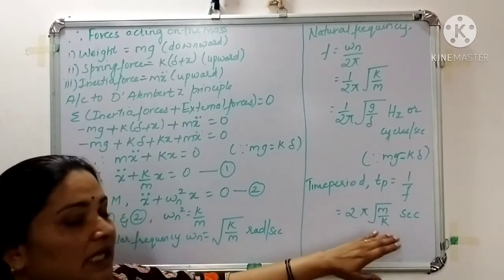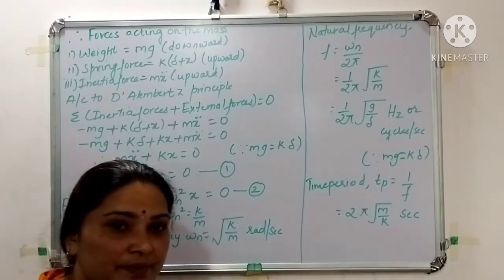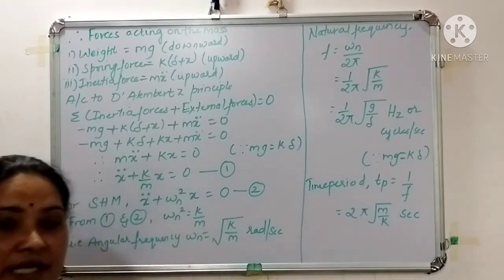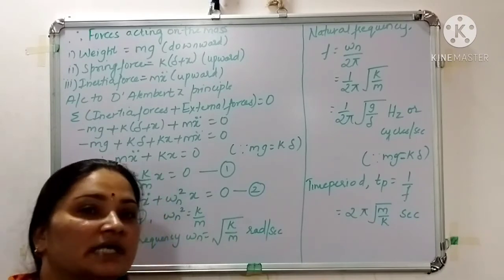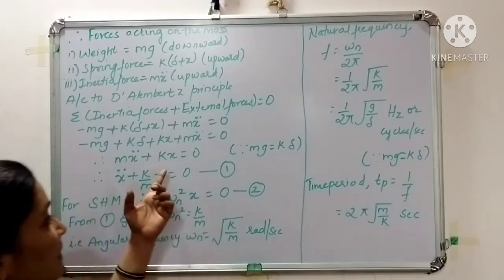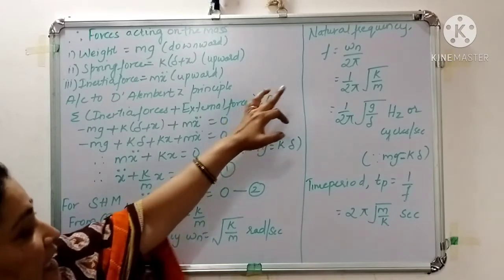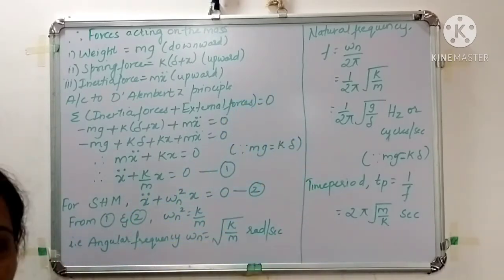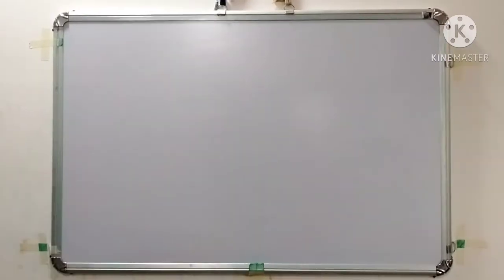Fine. So this is the derivation using D'Alembert's principle. D'Alembert's principle is analyzed by considering the forces acting on the mass and considering the sign also. Substitute it in the form of equation according to D'Alembert's principle and then obtain the equations for angular frequency, natural frequency and time period. Fine. So we'll continue now again with the energy method.